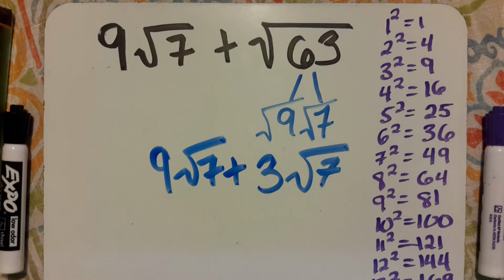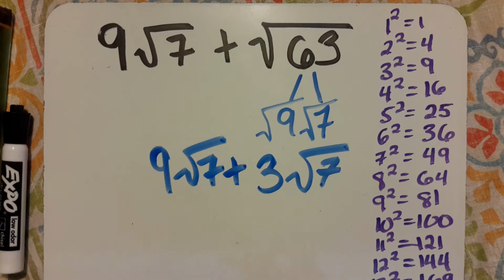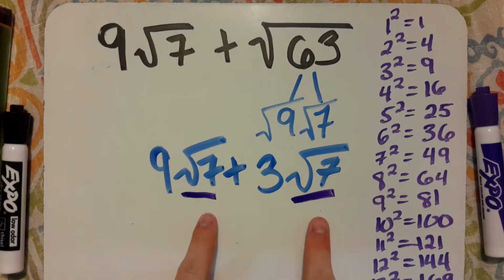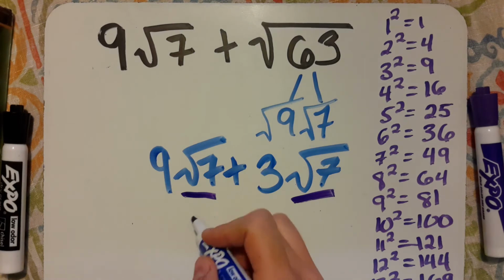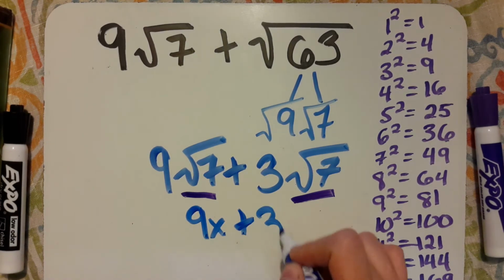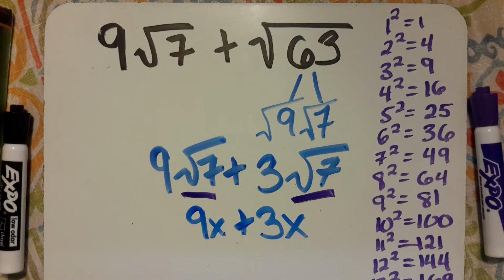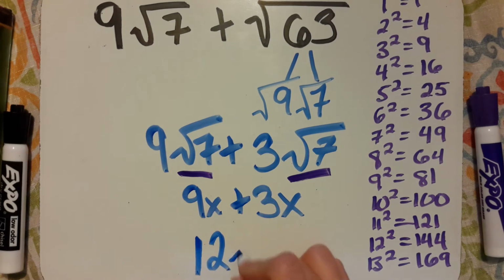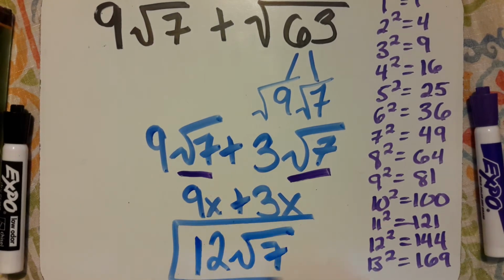And you're going to have to think about like terms and what like terms are. These are actually classified as like terms because it's two coefficients being multiplied by the same thing. This is no different than if I said I have 9x plus 3x. It's the same thing. It's just I have a really, really fancy x, and my x this time is the square root of 7. So my final answer for this problem is going to be 12 root 7. Okay, so that's how you do that one.